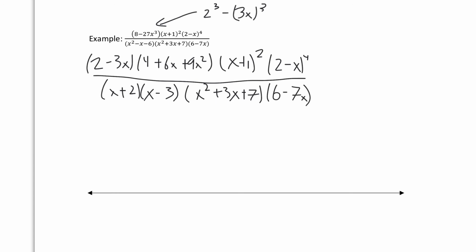So let's go ahead and plot those points. Starting with the top, we've got 2 over 3. We've got negative 1, which of course is even. And we've got 2, which is also even.